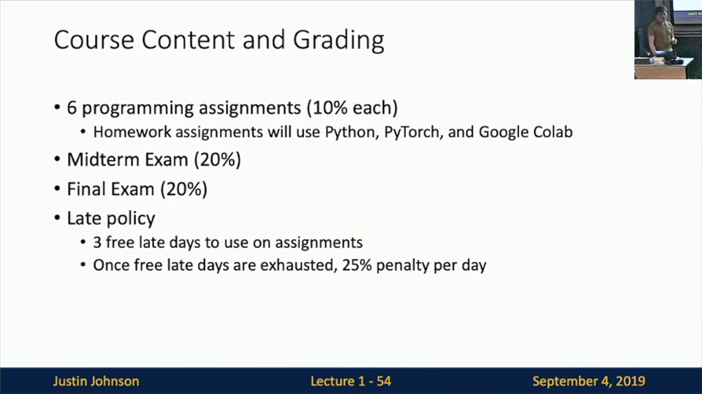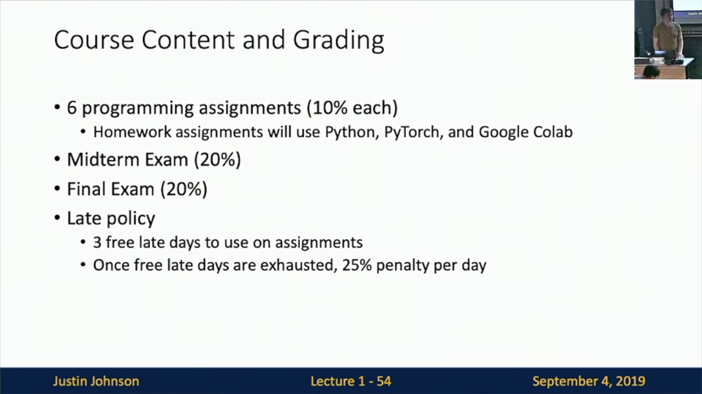So on course content and grading, the main bulk of the course is going to be 6 programming assignments. Is that too many? Nope. All right, so we're going to have 6 programming assignments. That's going to be the bulk of the course. I think these are going to be really exciting assignments. We're going to use Python, PyTorch, and Google Colab, and we're going to walk you through the detailed implementations of a lot of the ideas that we talked about in lecture. We will have a midterm exam, and we will have a final exam. But there will not be any course project. The majority of the stuff you'll be learning is through the programming assignments.